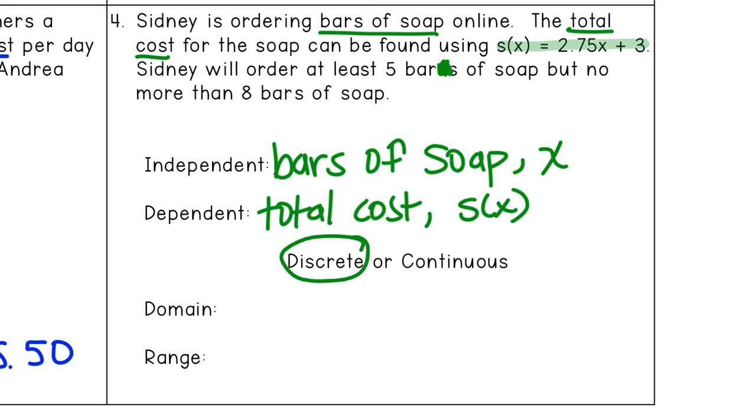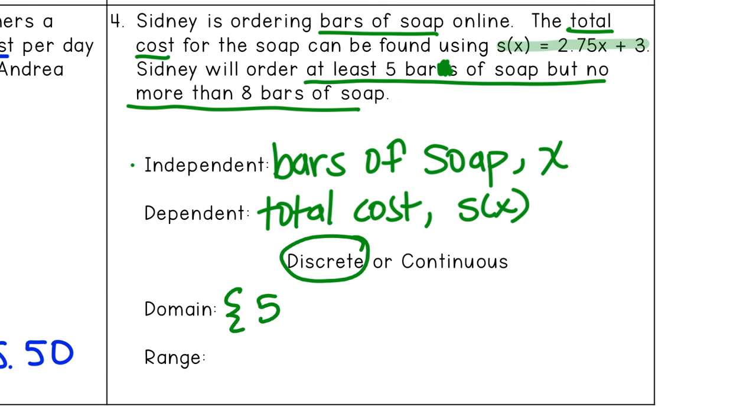Also think about, are the partials true? Are they going to let you cut that bar into 5 pieces and only pay for 2 of them? They are not. Because partials are not true, that makes this discrete. That makes it a little easier, because we're going to write this as a set. For our domain, which goes with the independent, it says she's going to order at least 5, but no more than 8. So we need to start at 5, 6, 7, and then stop at 8.